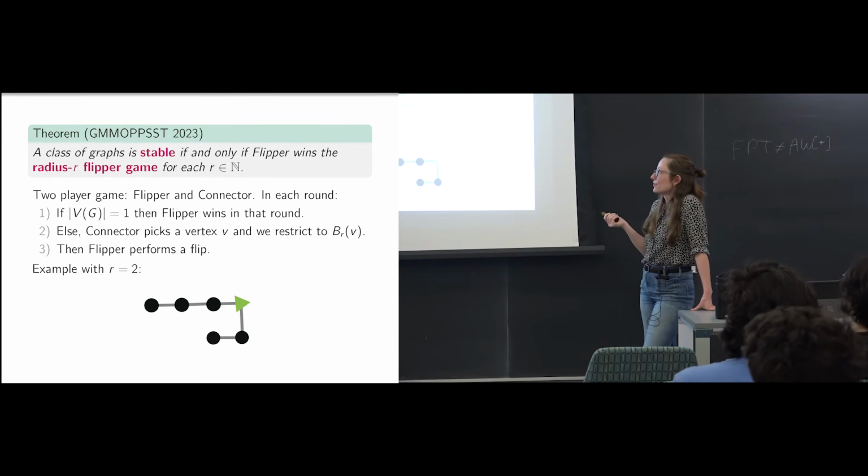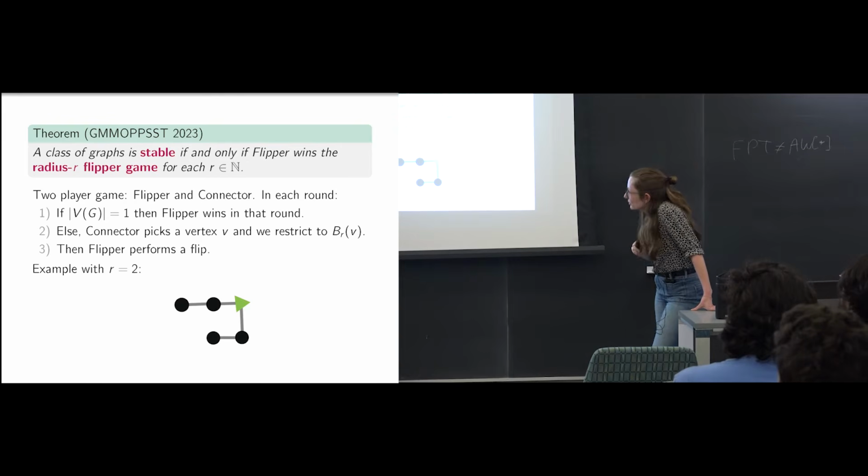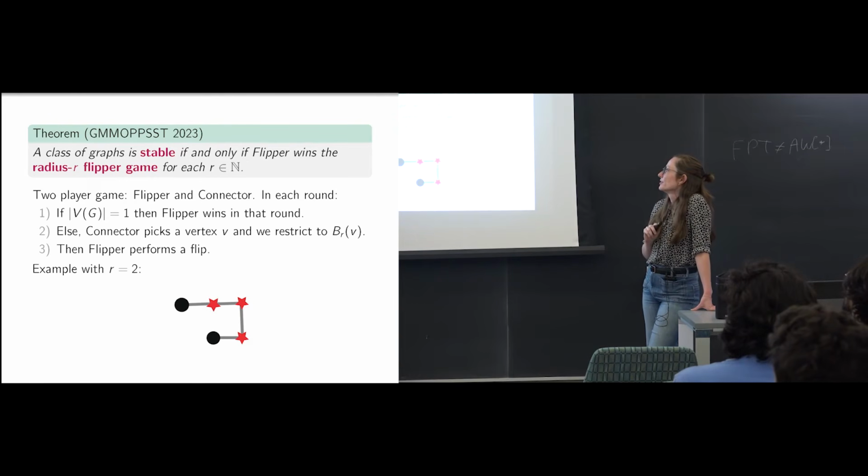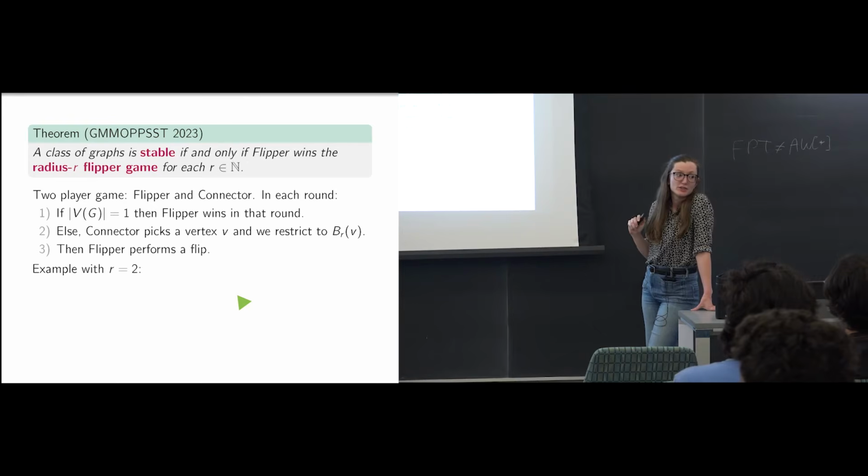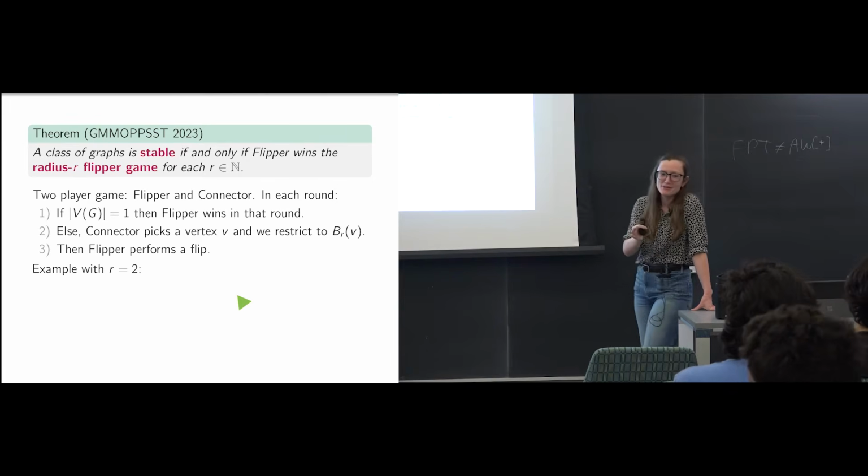So there's still more than one vertex. Connector picks a vertex, and you restrict to the ball of radius 2. Flipper flips on some sets, and then Connector chooses a vertex. Maybe they chose this vertex, but that's wrong, because in the next round there'll only be one vertex left, and so Flipper wins.